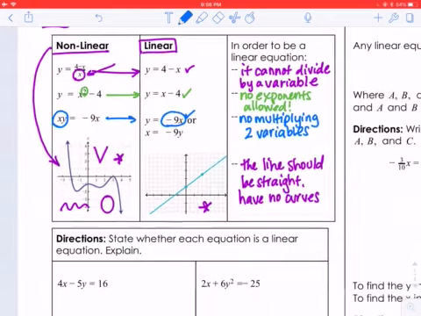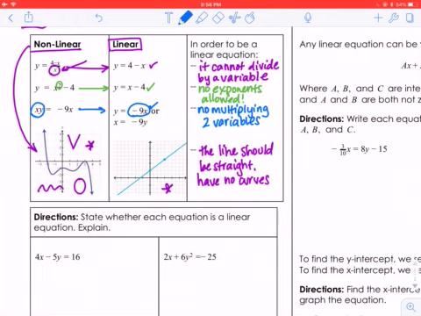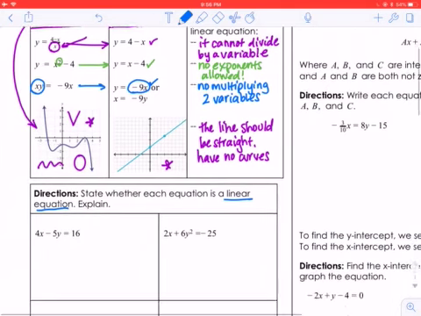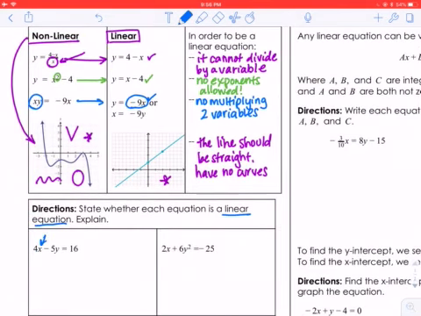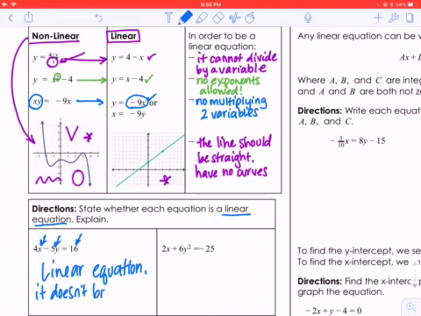So we're going to look at some examples here. We're going to identify or state whether each is a linear or nonlinear equation, and then explain why. So in the first one, I have 4 times x, that's allowed. I have 5 times y, that's allowed. And I have a number here, that's allowed. So we would say that this is a linear equation. And it asks us to explain, and I might explain by saying it doesn't break any rules.